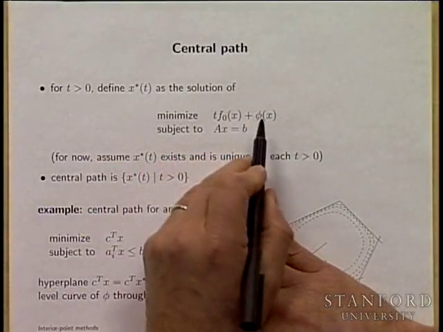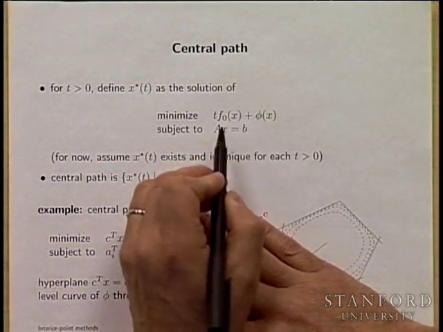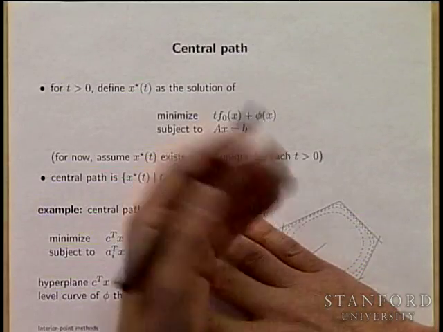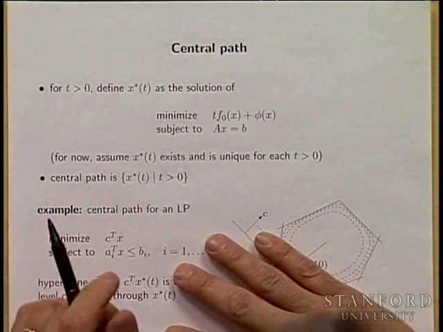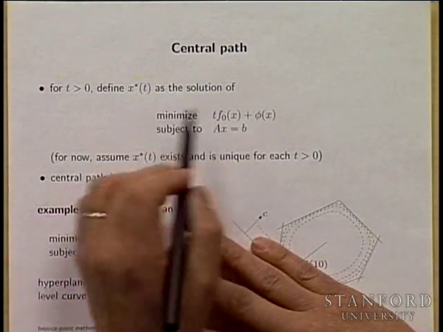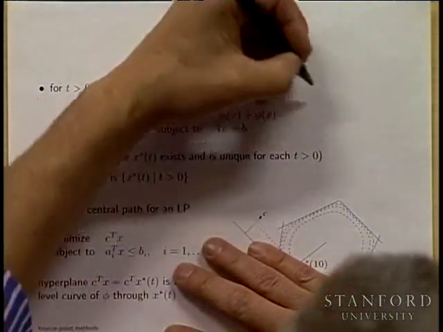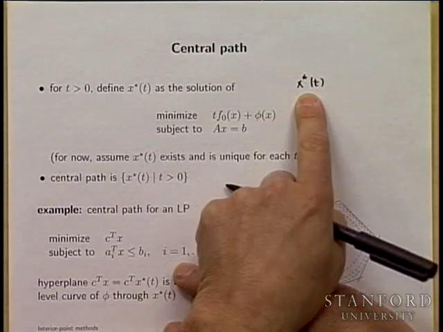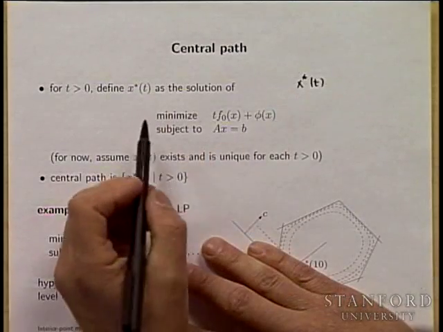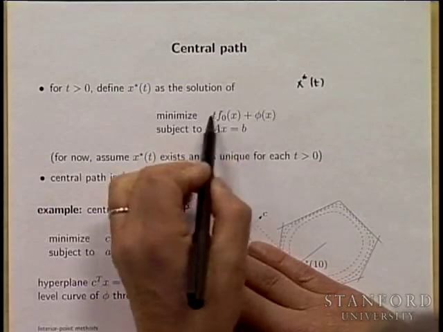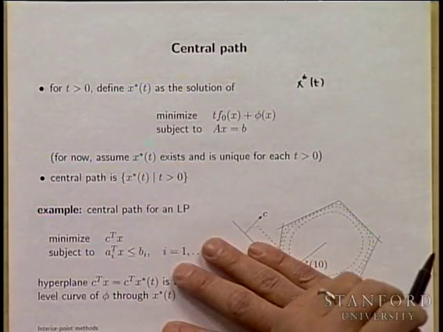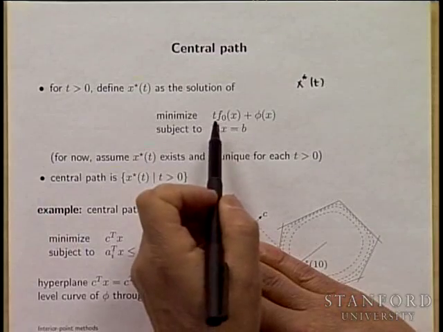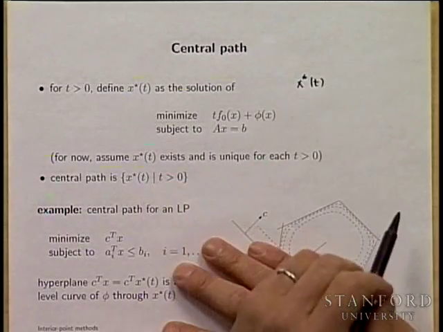All right. Now, when you minimize f0 plus 1 over t phi of x, it's the same as minimizing t f0 plus phi of x. It's the same thing. And when you minimize this, we'll refer to the minimizer, the argmin, as x star of t. So it's the minimizer of this function subject to that. And we're just going to assume here that there's a unique minimum, and we'll call it x star of t.